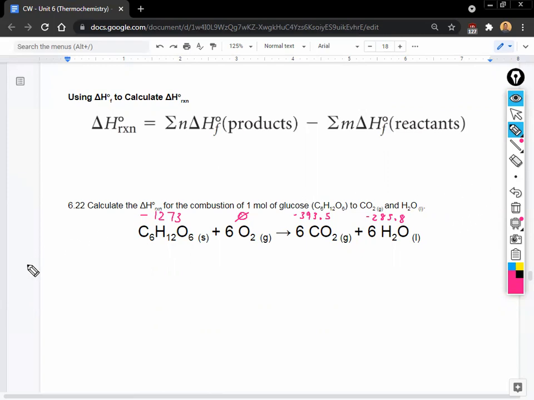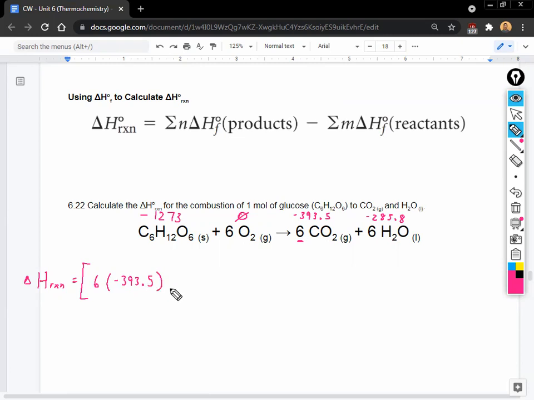Okay, so let's calculate the delta H of the reaction. What we're going to want to do is look at the products first, and add up all of the products. So we have carbon dioxide, which is negative 393.5 per mole, right? How many moles of carbon dioxide do we have though? For this equation, you're going to do 6 times negative 393.5.